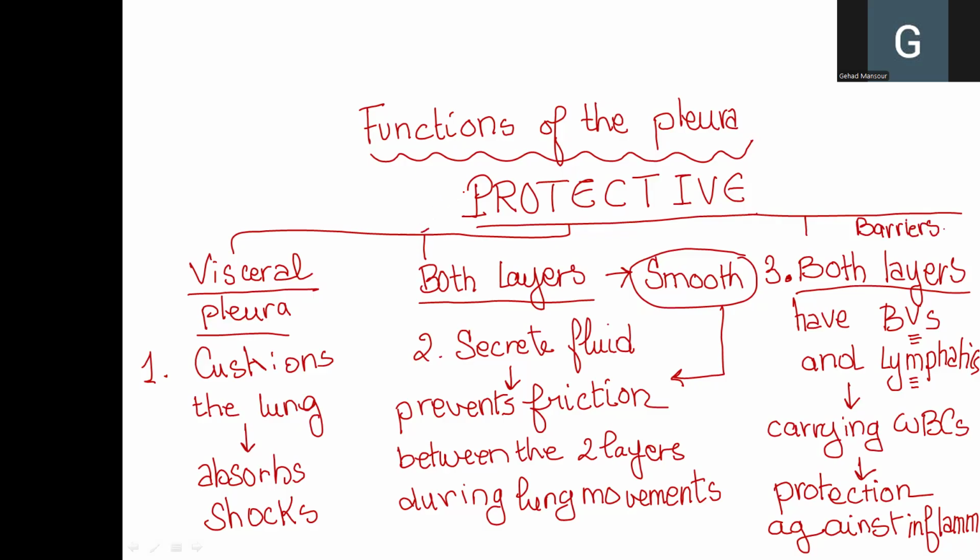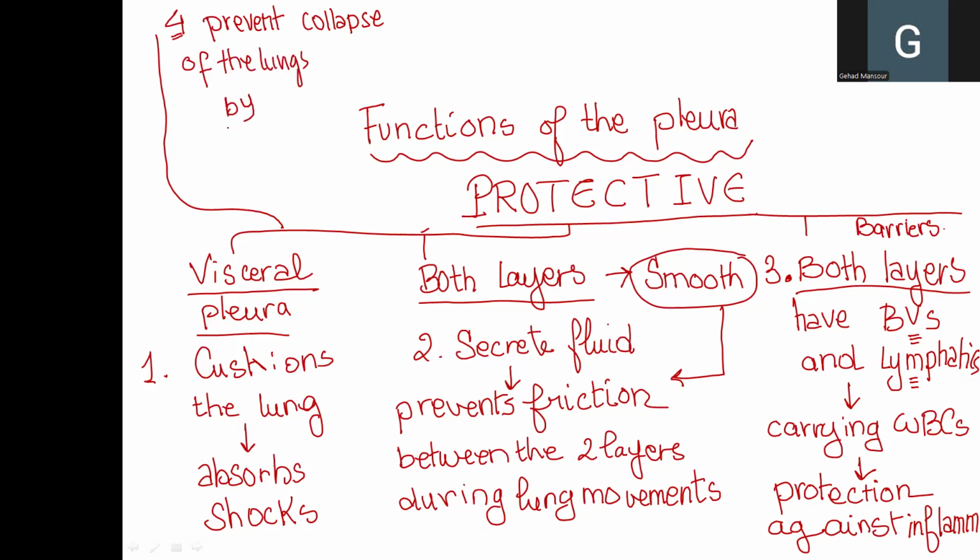A fourth important function of the pleura, which is a bit more advanced or requires more understanding, is that the two layers of the pleura prevent collapse of the lung. They prevent collapse of the two lungs by keeping a negative pressure inside the pleural space.